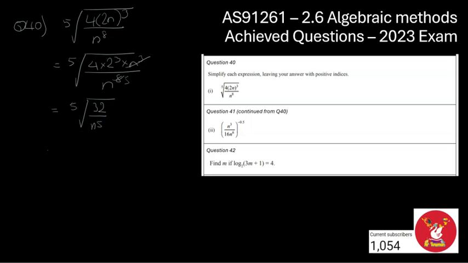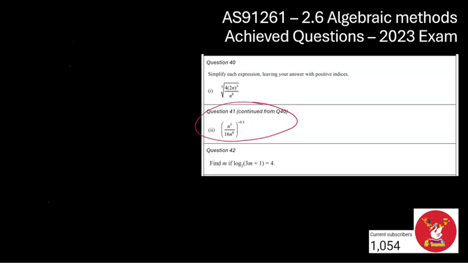So let's do the fifth root of 32, splitting this up, divided by the fifth root of n to the power of 5. The fifth root of 32 is actually going to be 2 because 2 to the power of 5 is 32. And the fifth root of n to the power of 5 is just n. So simply put, my answer down the bottom there, 2 over n, is what all that mess comes to.